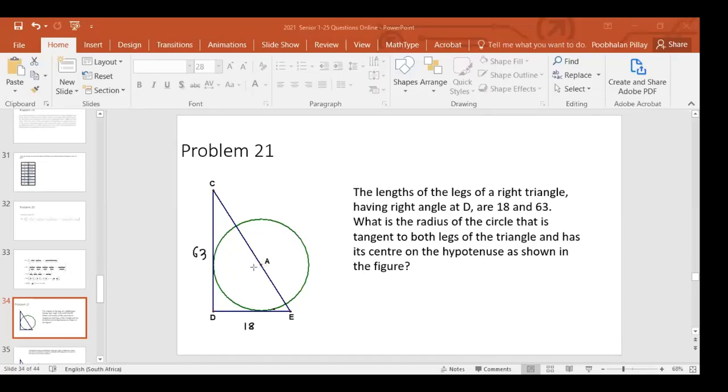Okay, there's a center. So I know that if I join the center to the point of contact, I get a right angle. So let's do that. That's obviously the place to start. And more than that, that becomes a radius.